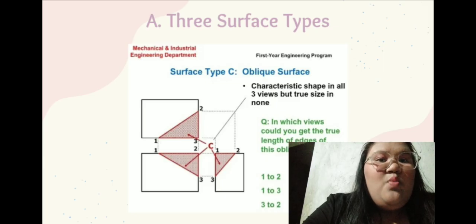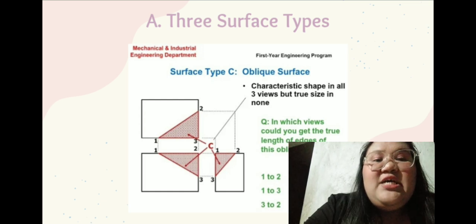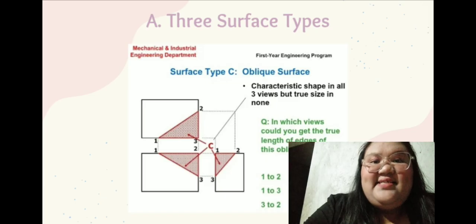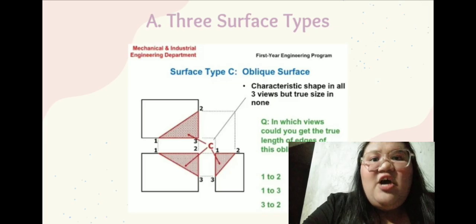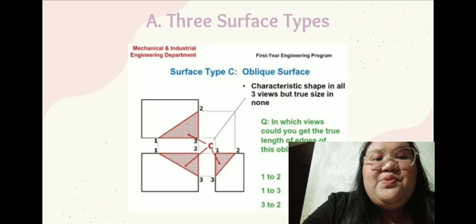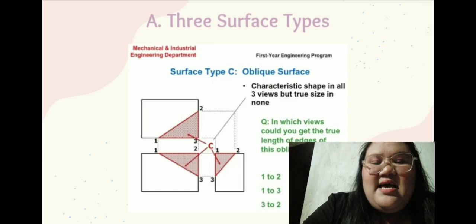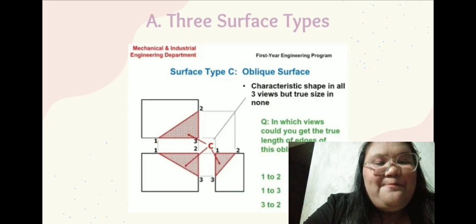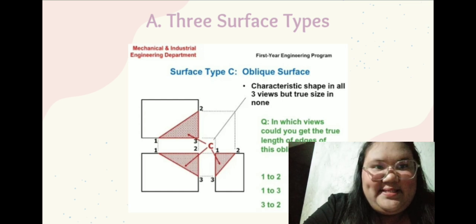The corners 1, 2, and 3 mark the edge of the surface. These same corners are projected into each view. The text says, characteristic shape in all three views, but true size in none. This means the oblique plane never appears in its true size in any view. Instead, each view shows a slanted, distorted version of the surface. Why? Because the surface is tilting in two directions, not just once.